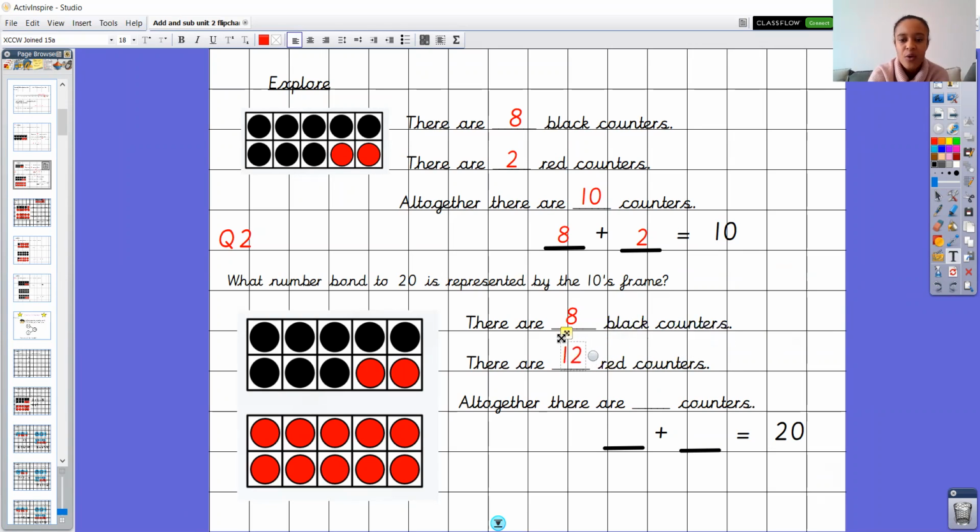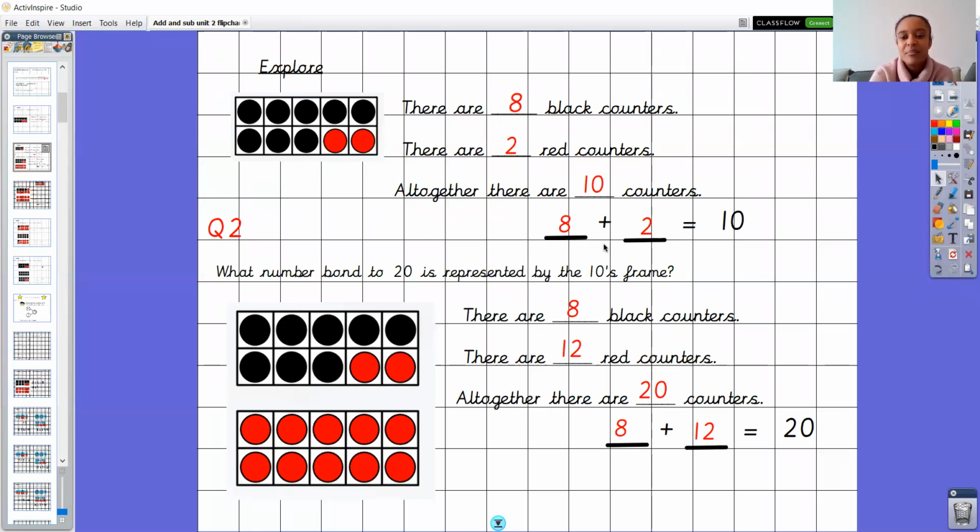Altogether, there are how many counters? There are 20 counters, aren't there? Because we know that there are 2 full tens rings and we've got 20. So what's my number sentence then? My number sentence is 8 add 12 equals 20.